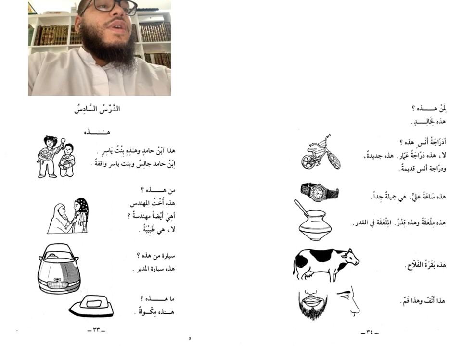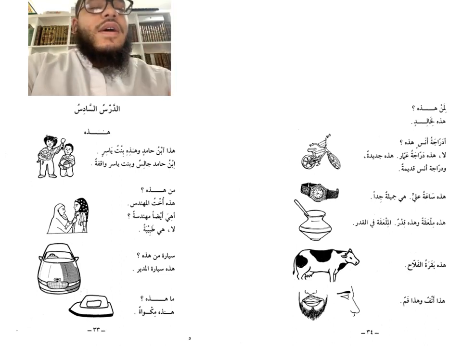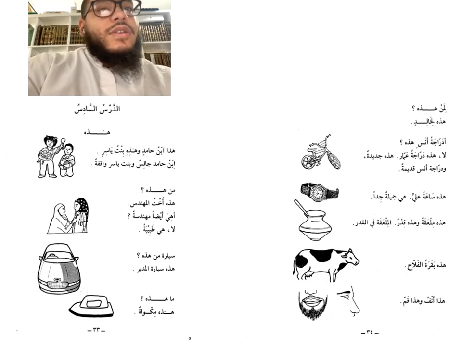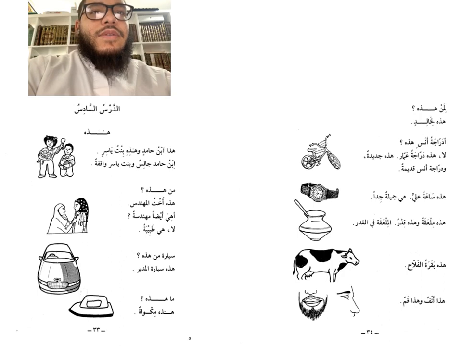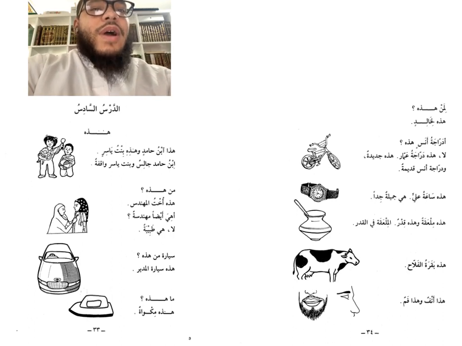So now, in this lesson, lesson 6, we are going to start talking about the feminine noun and how we use هذه instead of هذا to direct someone to a noun that is feminine. I'll just read through the dialogue here. It says: هذا ابن حامد وهذه بنت ياسر. This is Hamid's son and this is Yasir's daughter.